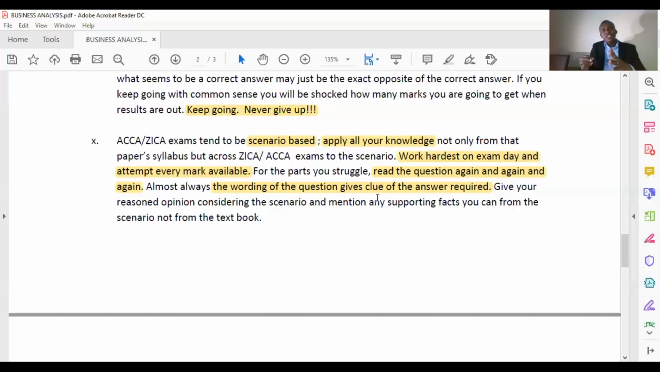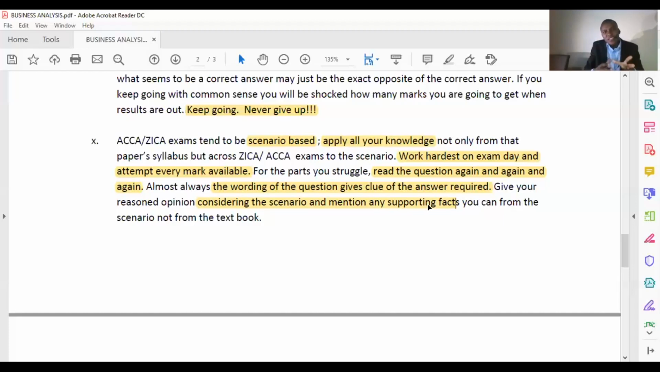When I say give your reasoned opinion, I mean you must be able to consider the scenario and mention supporting facts. You see? Read the scenario, think about it, then come up with supporting facts, real supporting facts. Are these facts in the question? Are these facts in real life?